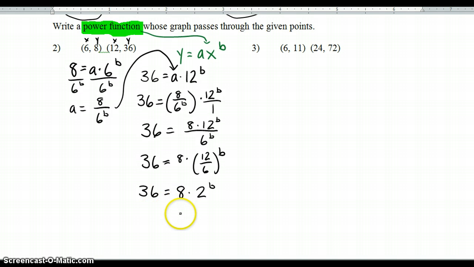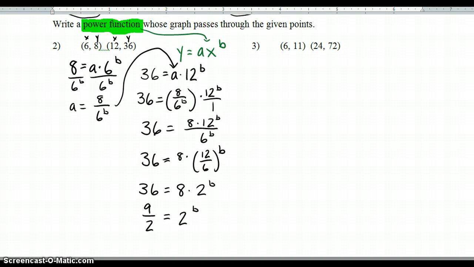I'm going to divide by 8 on both sides. What that is going to leave me with is 9 divided by 2, the simplified fraction when I do 36 divided by 8. And over here I'm just left with 2 to the b. Now we've seen these problems before. This is one of those exponential problems. Since we have our variable in the exponent, we're going to have to use logarithms to solve this, because a logarithm is the inverse of an exponent.